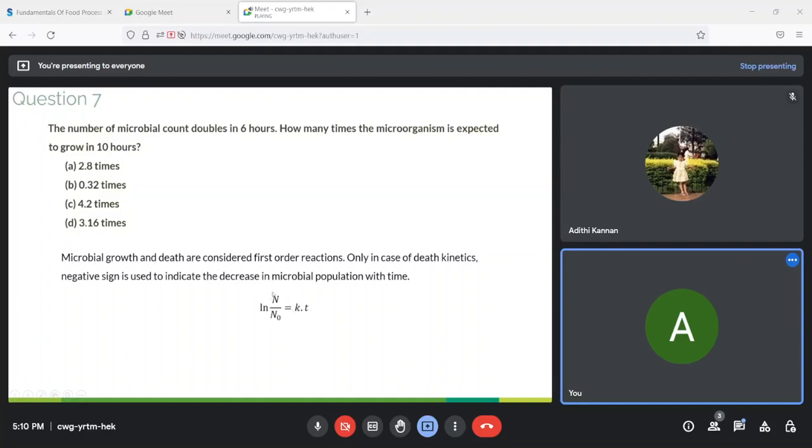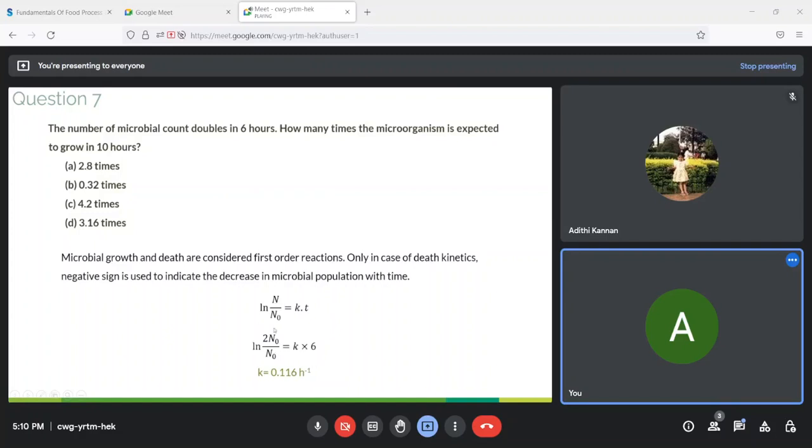So n is the number of viable cells at some time t, and n naught is the number of viable cells present in the initial condition, and k is the rate constant of the microbial growth, and t is the time. So here it is given that the microbial count doubles in 6 hours. So n will be equal to 2 times n naught is what is given here. We don't know the actual value of n naught, and it is not required in this question as well.